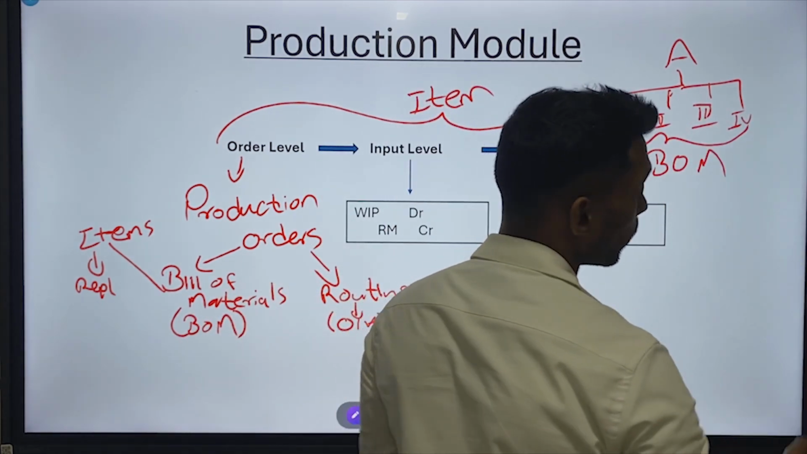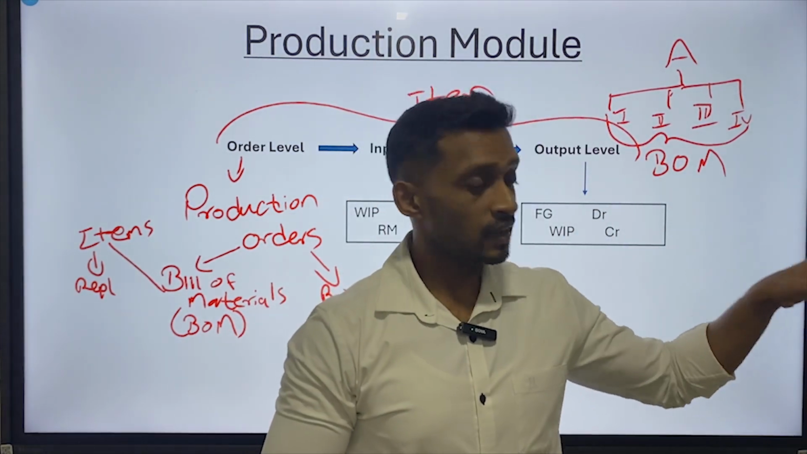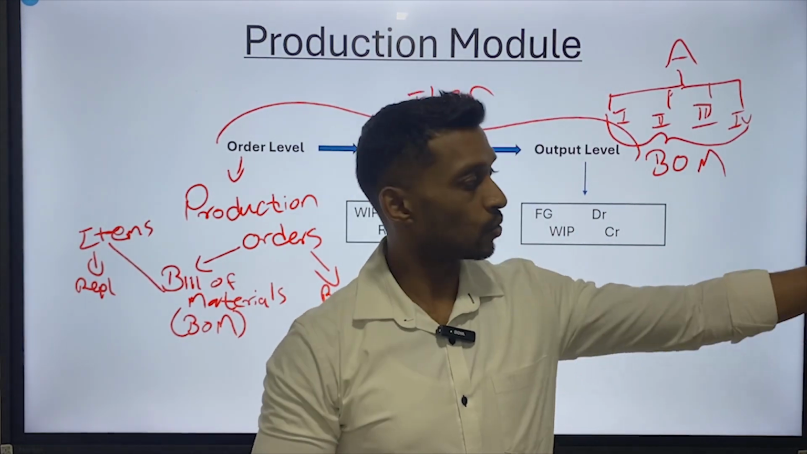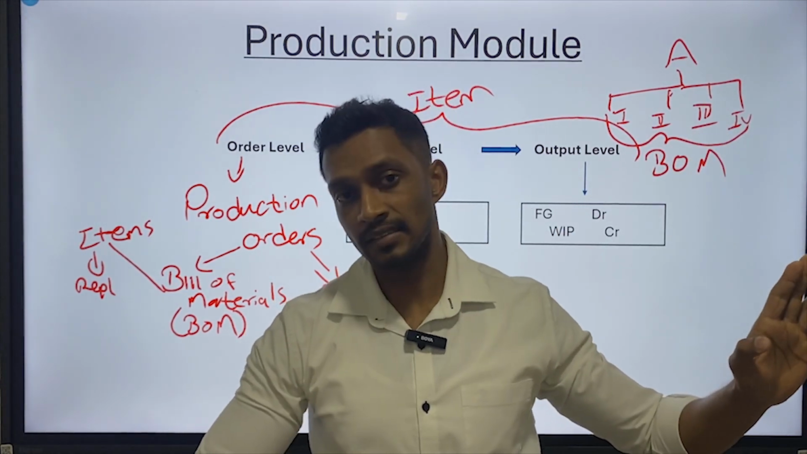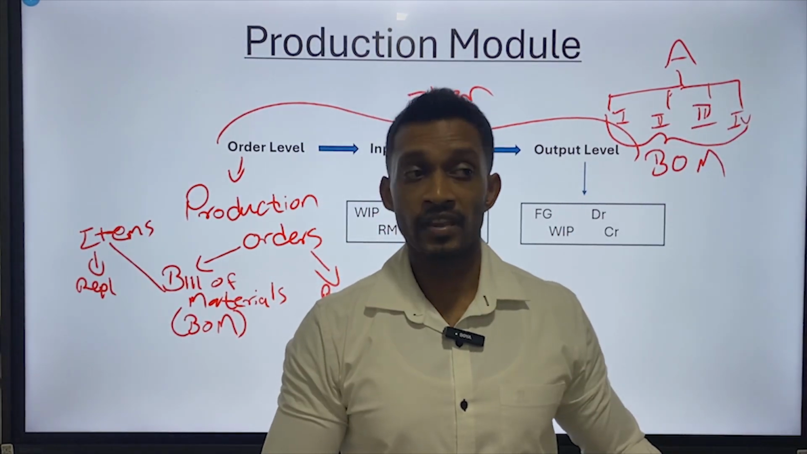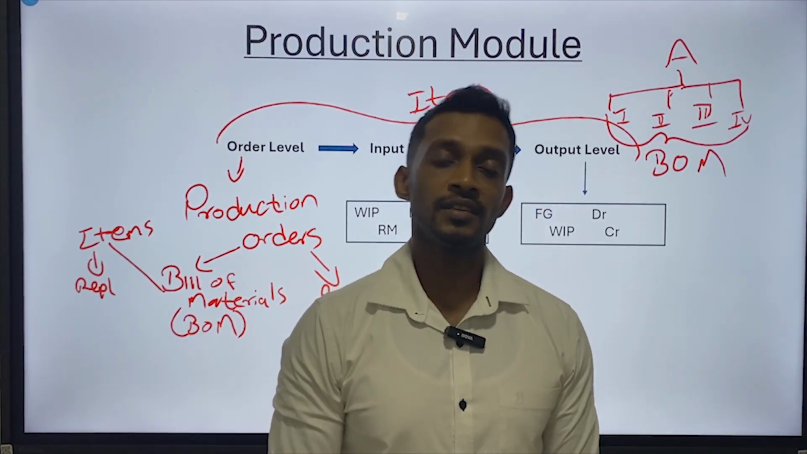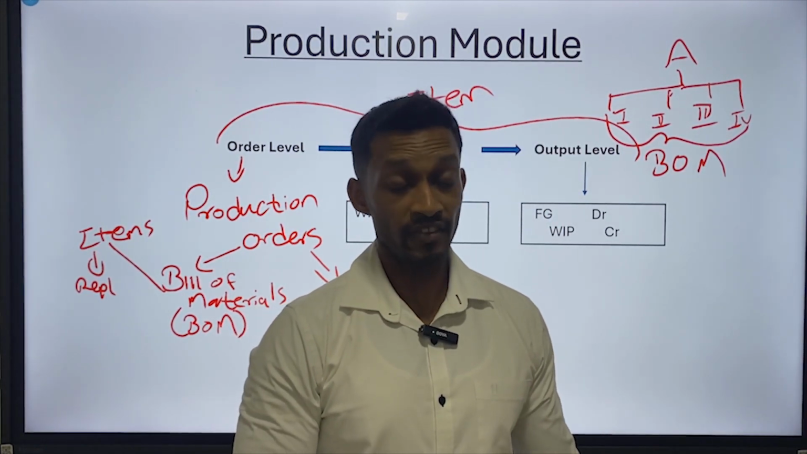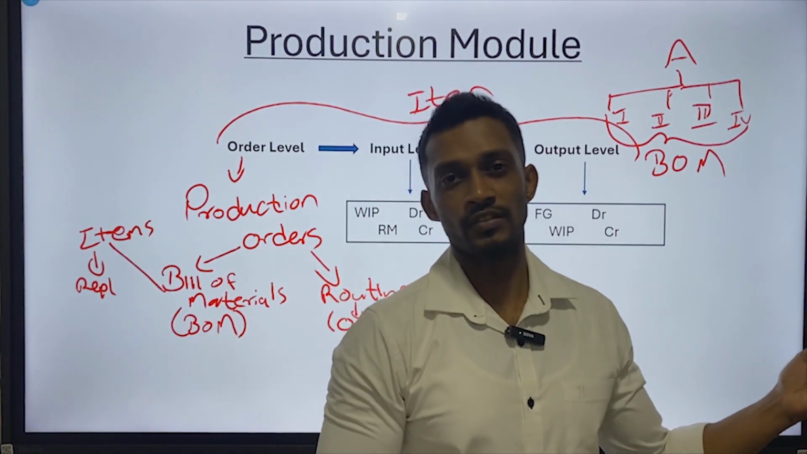Once you record those in the BOM, only then can you consume those items through the ERP system. In the ERP system, we have a manual posting method and what we call flushing methods. All those are available, but just get a basic understanding of this production module.